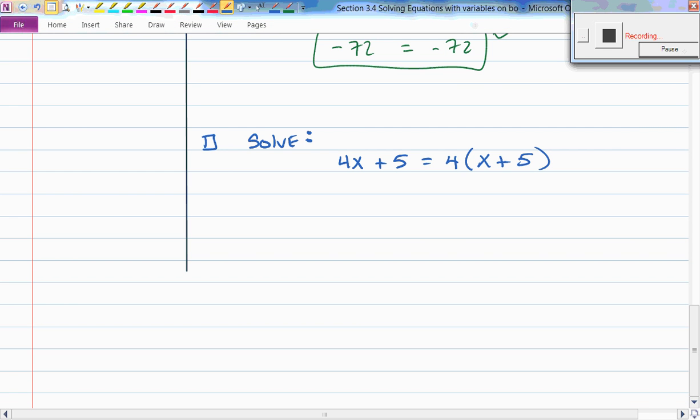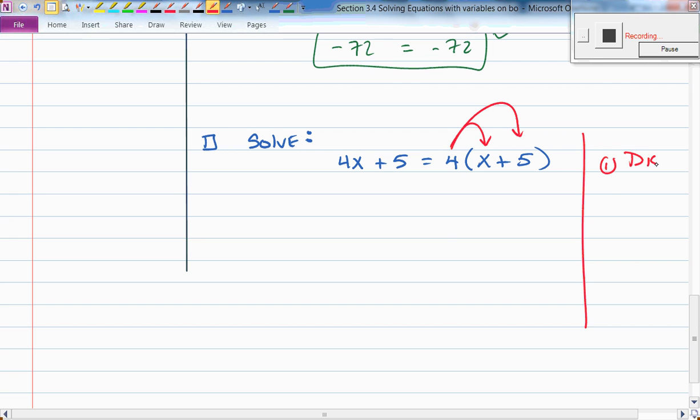Okay, here we go. We have 4x plus 5 is equal to 4 times x plus 5. All right, let's go over the process again here. What should we do first? Who's got a good idea? Distribute. Yeah, you got to do that part first. Exactly. So step 1 of the process is distribute. There's that property again. So that gives us 4x plus 5 equals 4x plus, what's 4 times 5? 20. Okay, sweet. All right, step number 2.